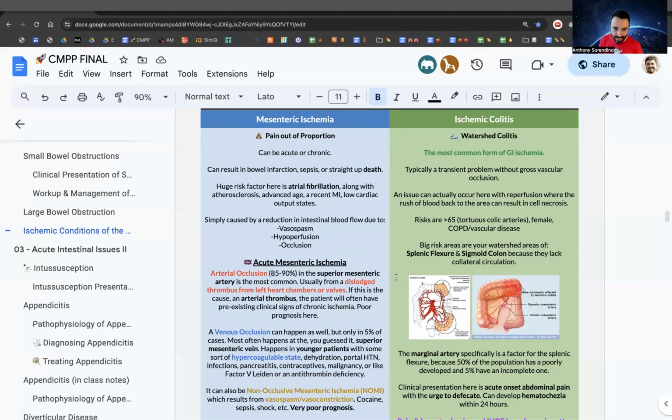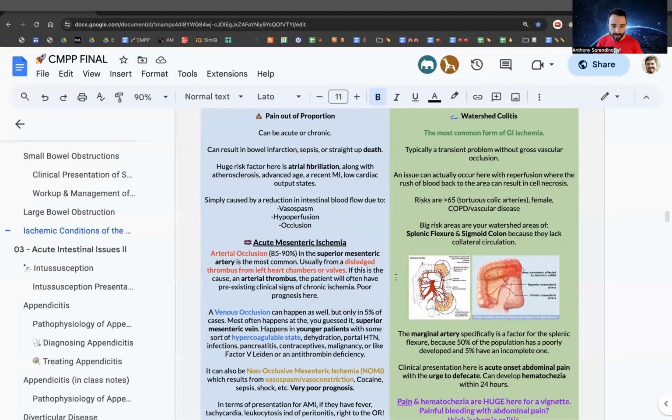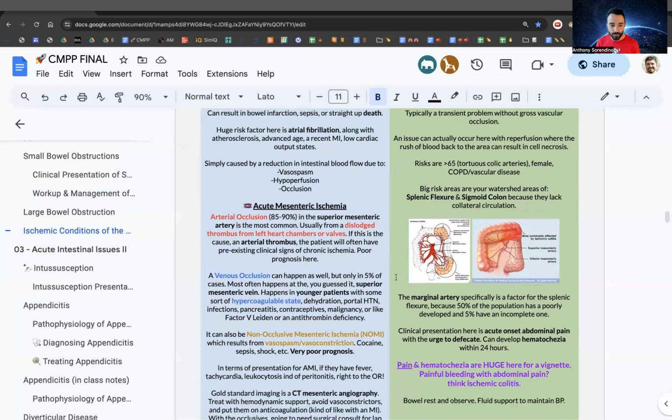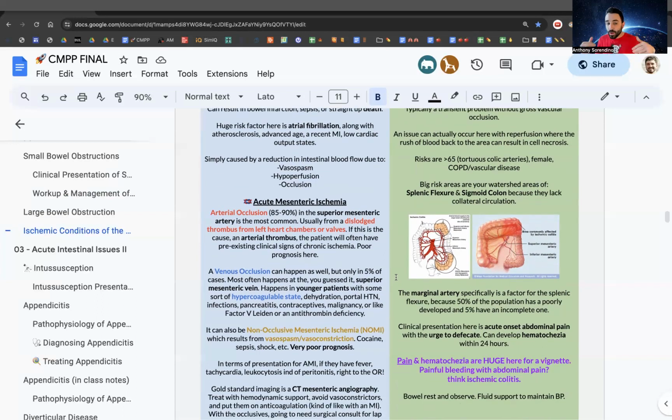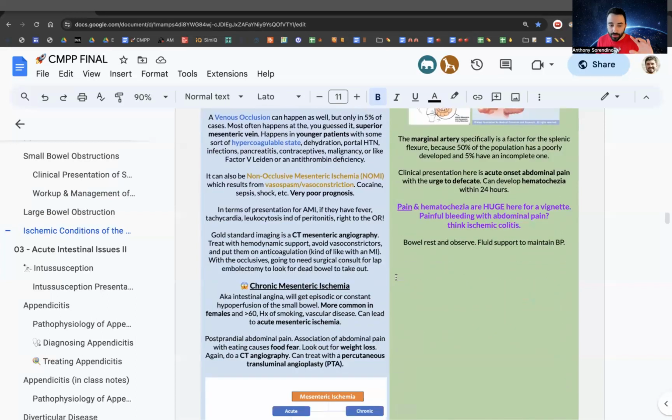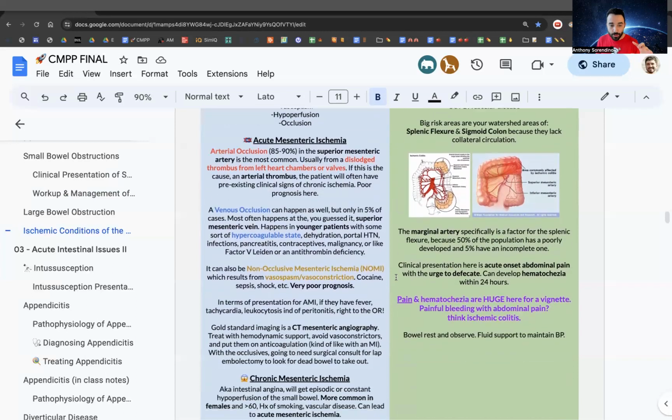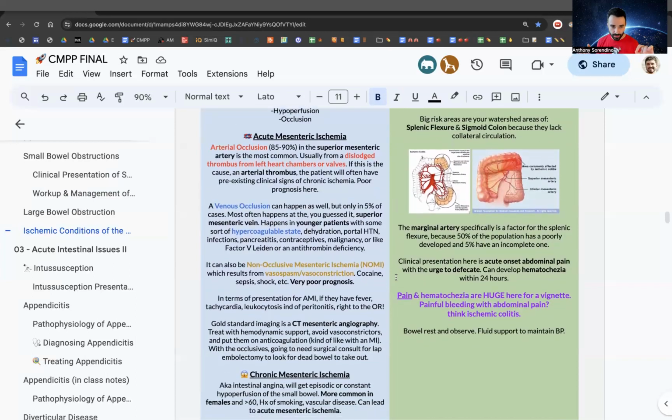It's mesenteric ischemia. The 3 big mechanisms here are vasospasm. I'm getting excited now. Vasospasm, hypoperfusion, and occlusion. Okay. Now there is acute mesenteric ischemia. There is chronic mesenteric ischemia. There's 3 ways you can get acute mesenteric ischemia.